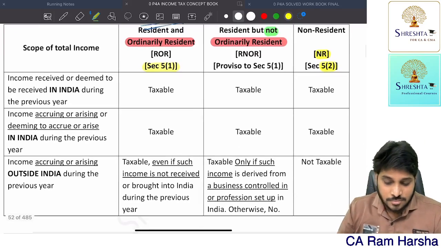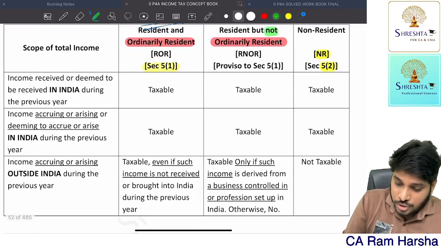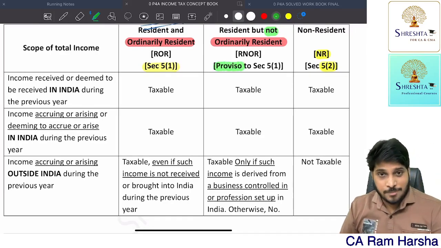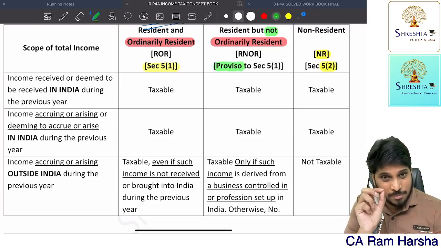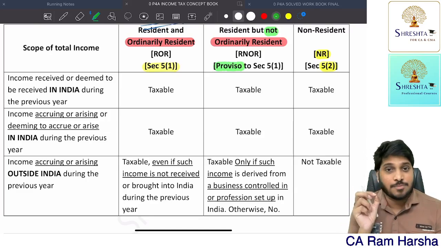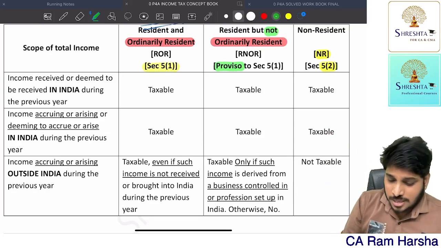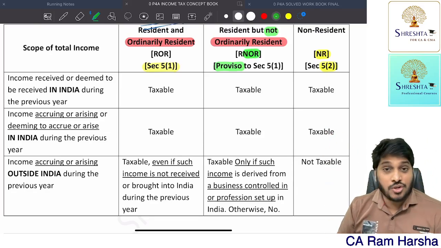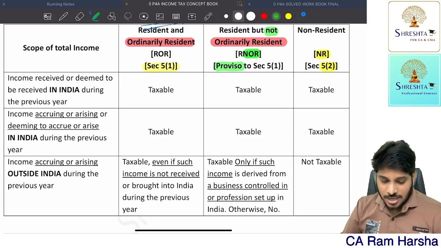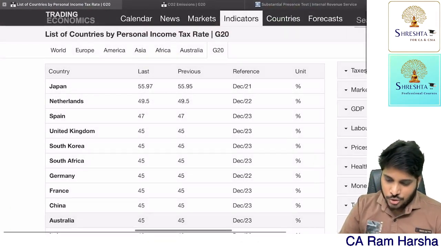So now there is a proviso. I told you in the very first chapter, what do you mean by proviso? It may be an additional condition, or it may be an exception, or it may be an additional condition cum clarification. The proviso talks about ordinarily resident. The proviso talks about ordinarily resident. So before I show this table, let me show you the Act itself.